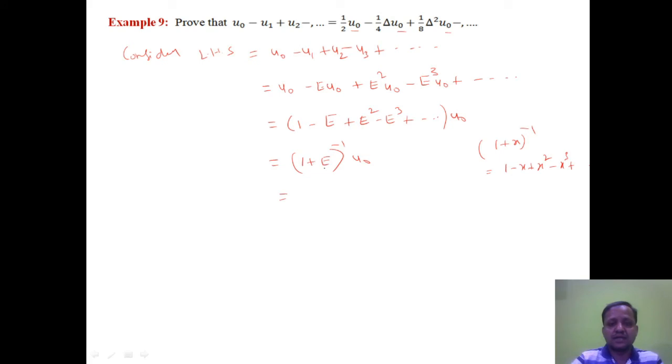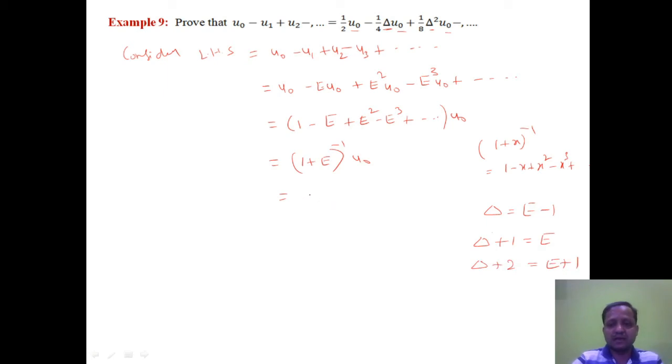So here the right hand side contains the forward difference operator delta. We know the relation between delta and E: delta is nothing but E minus 1. Here it is written E plus 1. But if you add 1 on both sides, it becomes delta plus 1 is equal to E. Again, E plus 1 I want, so here we get delta plus 2 is equal to E plus 1.